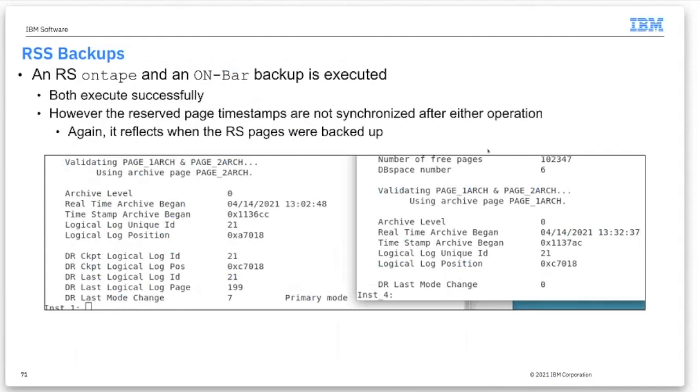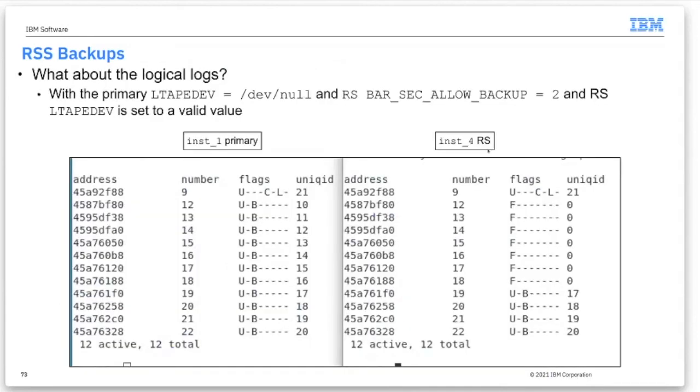However, again, the reserve page timestamps are not synchronized after either operation. Why is that? Because we're reporting when the RS secondary pages were backed up. What about the logical logs? With the primary LTAPEDEV set to /dev/null and BAR_SECALLOW_BACKUP set to 2 with the RS LTAPEDEV set to a valid value, it appears as though the logical logs are the same. The primary shows them all backed up. The RS secondary shows at least what the current logical log is and when the last checkpoint occurred.